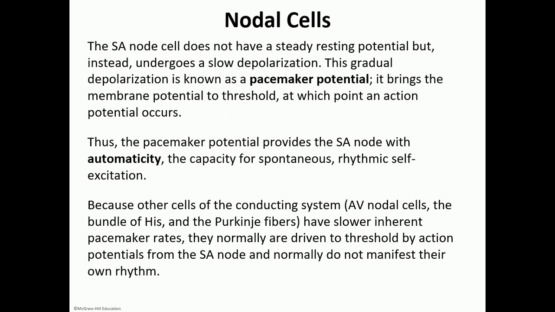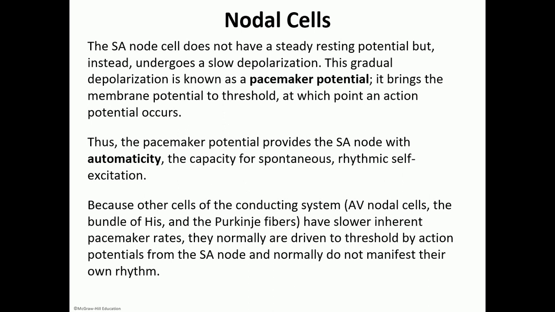Now for the nodal cells, which are the SA node and the AV node, those have what is known as a pacemaker potential. Pacemaker potential means that it has the ability to produce electricity without an order from the brain. So even after brain death, when there are no orders coming out of the brain, the heart still has the ability to pump for a while, for a very limited time, and that is due to the pacemaker potential of your SA node and the other cells like the AV node and the Purkinje fibers.